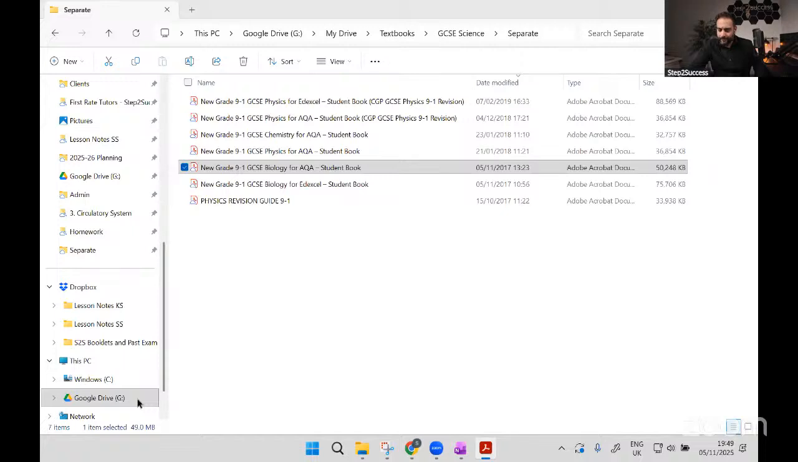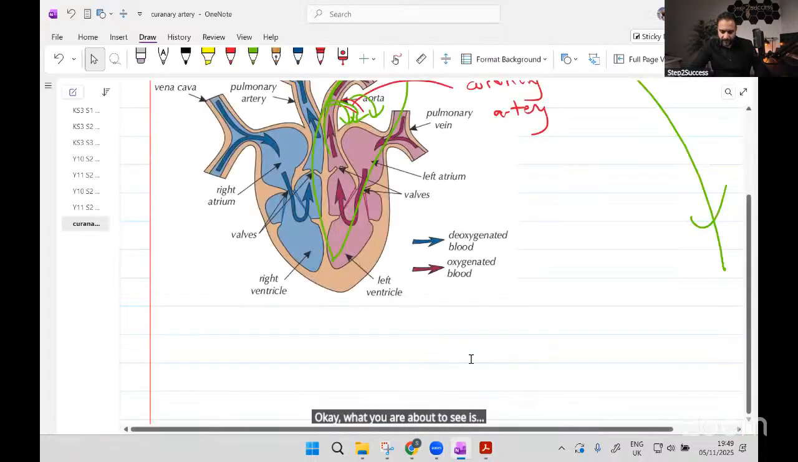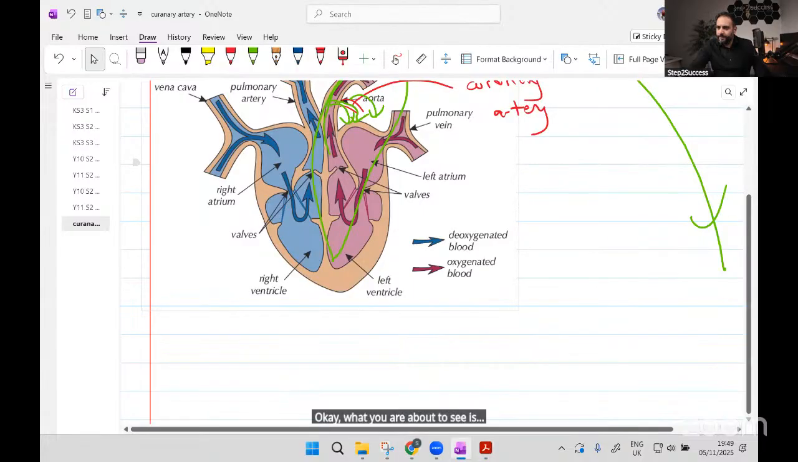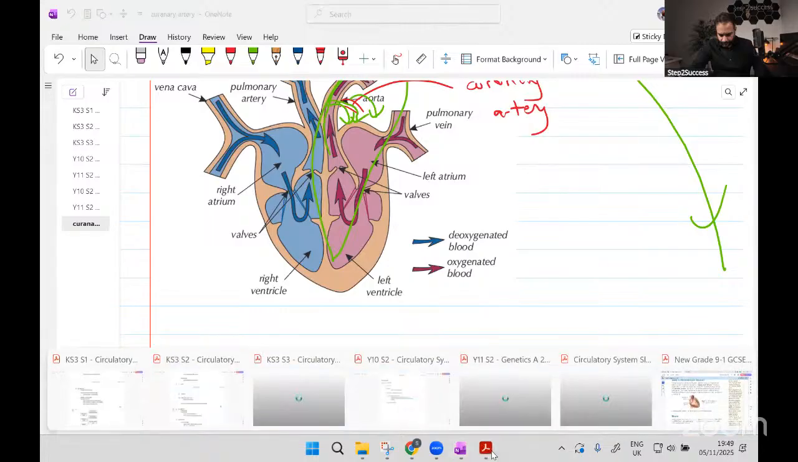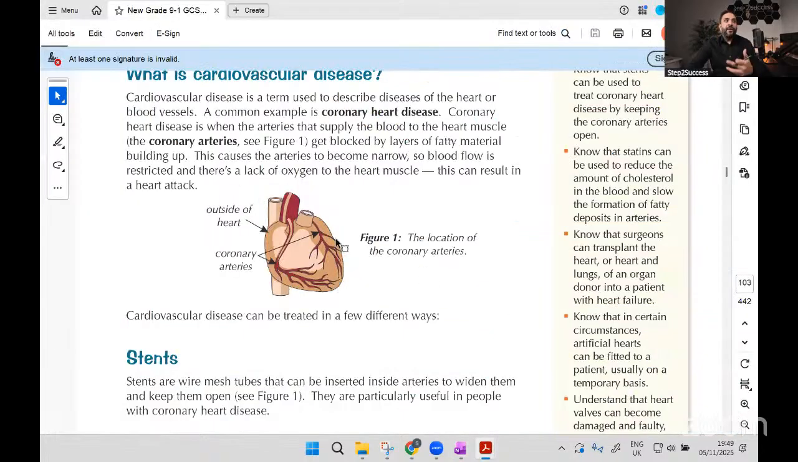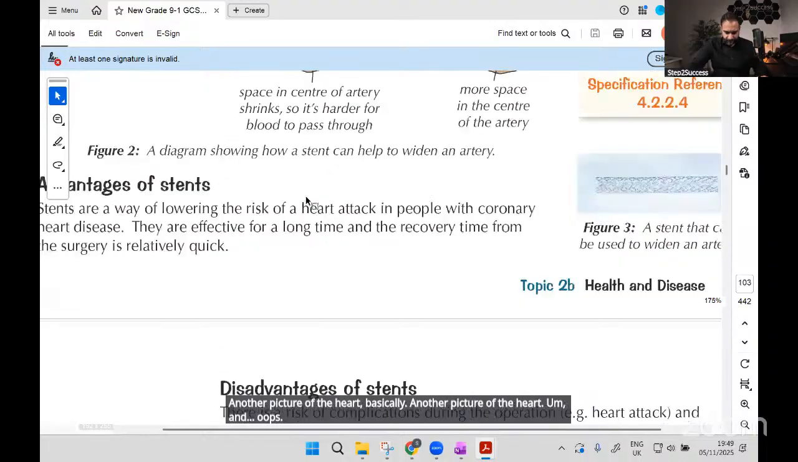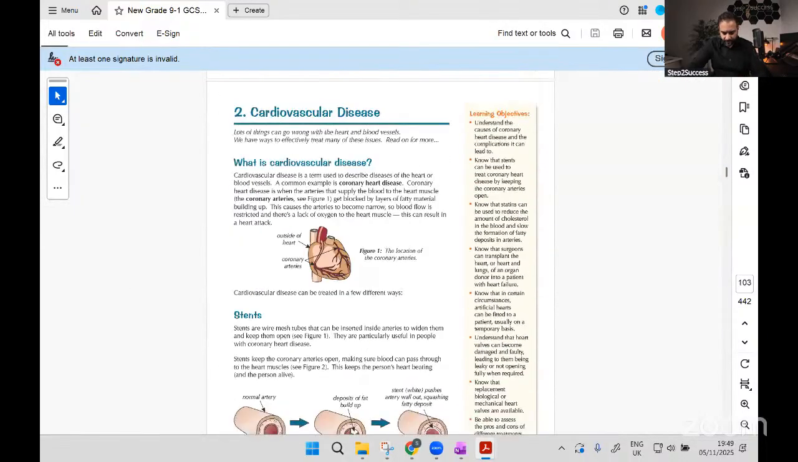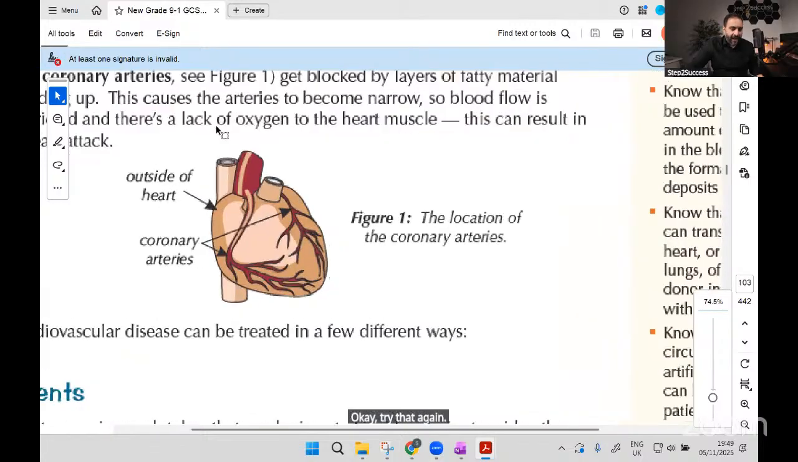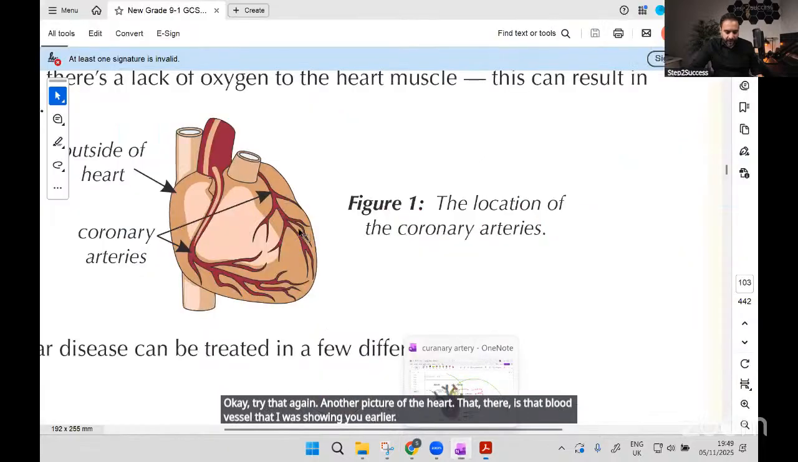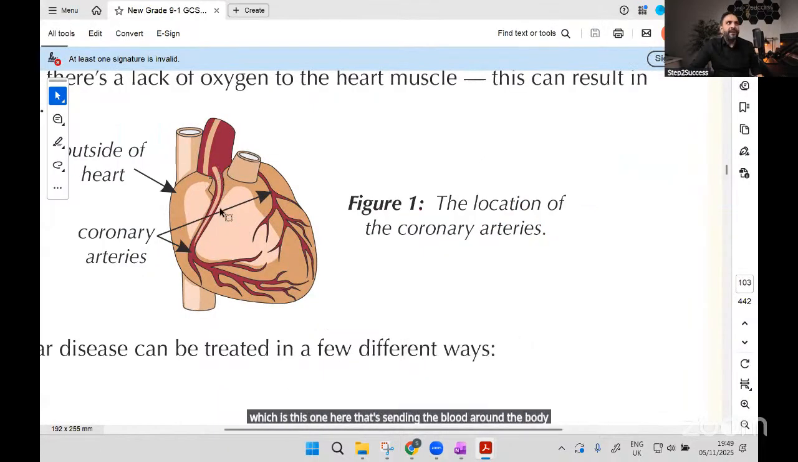Okay, what you are about to see is another picture of the heart. Okay, try that again. Another picture of the heart. That there is that blood vessel that I was showing you earlier, which is this one here that's sending the blood around the body. And then this thing here is the coronary artery, which is bringing some of that oxygen back to the heart.